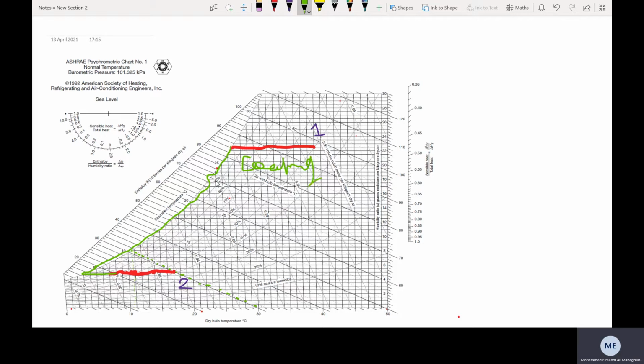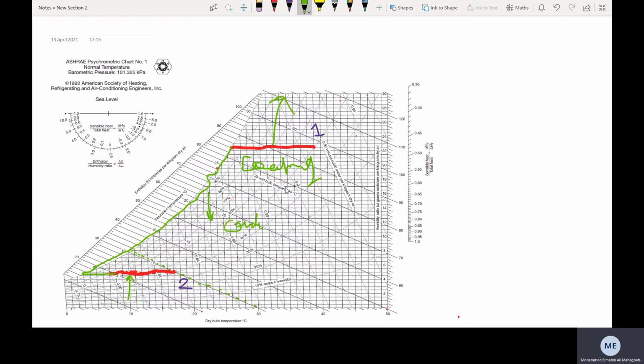And what is happening here? Here we are losing moisture. Okay, so here we have some condensation, and in fact you can calculate this amount of moisture that is condensed. Okay, and here we have the amount of heat added. So here we have heat addition, and here we have heat extraction, and here we have condensation.